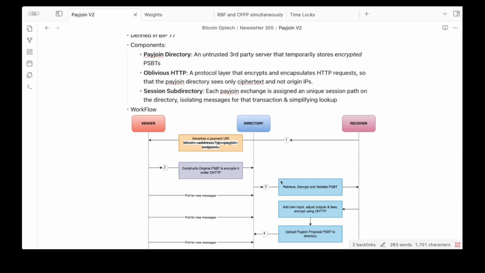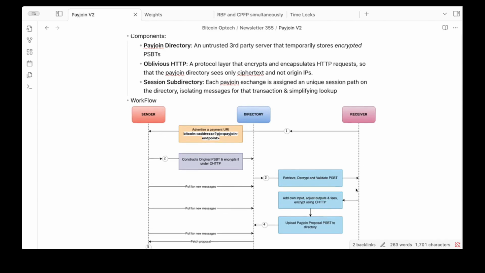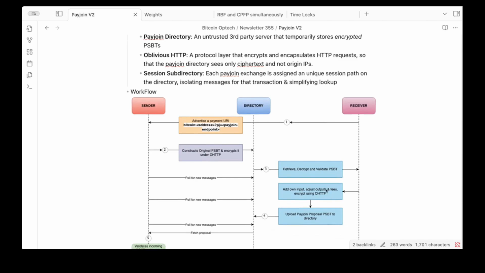He can retrieve this PSBT, decrypt it, validate it, and he can add his own inputs and adjust the outputs and fees, and then encrypt the whole PSBT using the OHTTP protocol. That is Oblivious HTTP protocol. So this step adds safety or adds privacy to the communication as opposed to V1 where this was done over vanilla or plain HTTP. So once this is done, the receiver then uploads the PSBT to the directory.